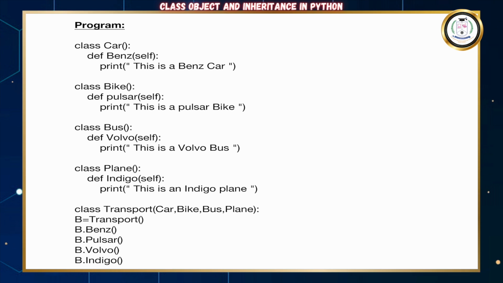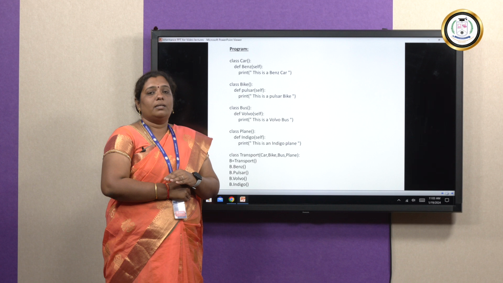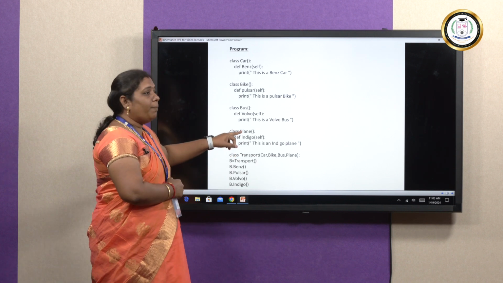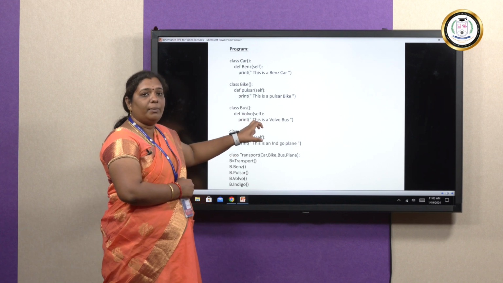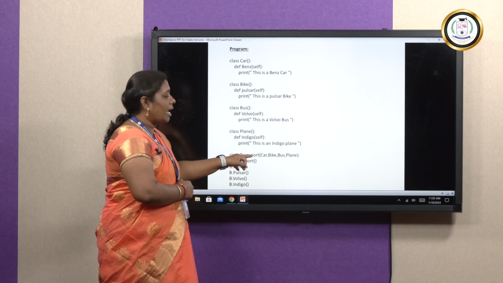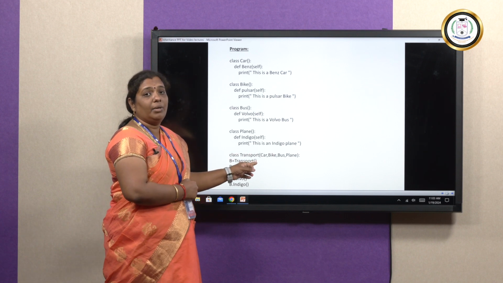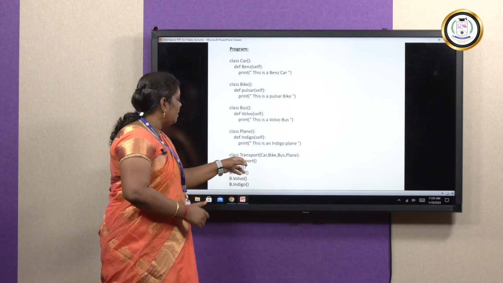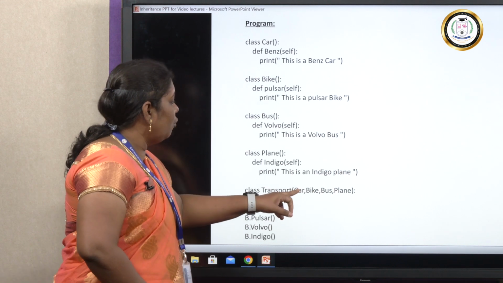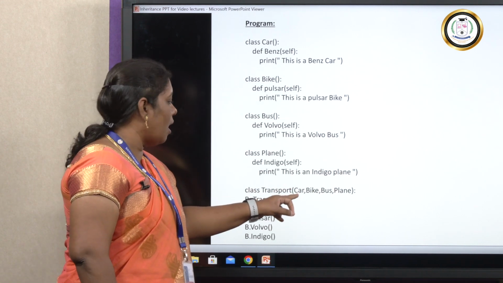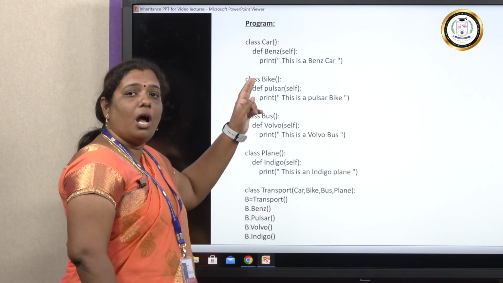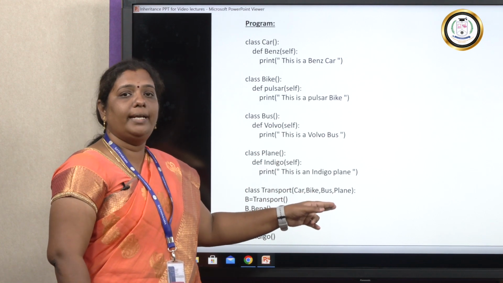Next, the same vehicle example. Here 4 parent classes will be mentioned. The first parent class is Car, the second one is Bike, the third one is Bus, and the fourth one is Plane. The 4 parent classes will be created, and inside them some function definitions and statements will be there. Next, class Transport is the child class name. Inside the child class, we have to mention all the 4 parent classes: Car, Bike, Bus and Plane. So all the 4 parent classes will be inherited here.